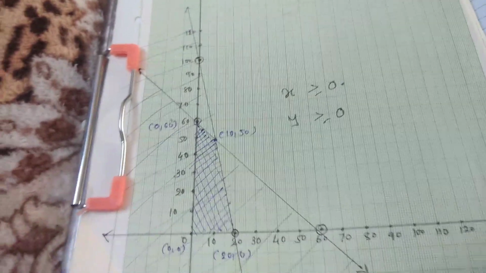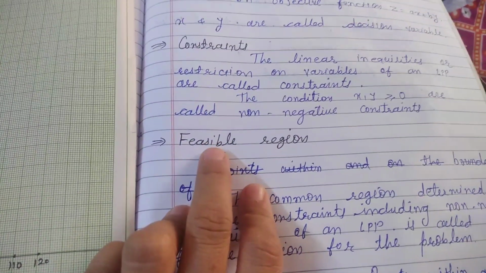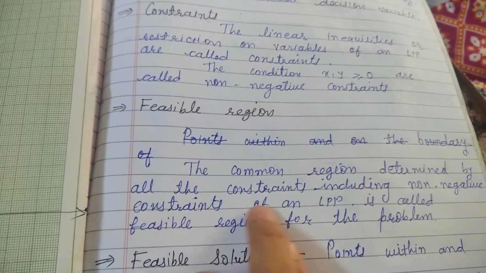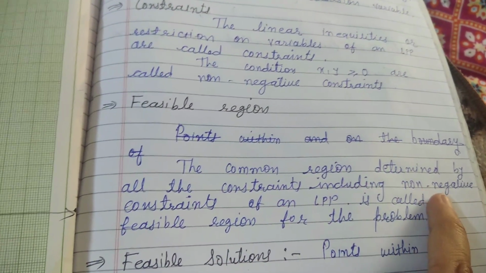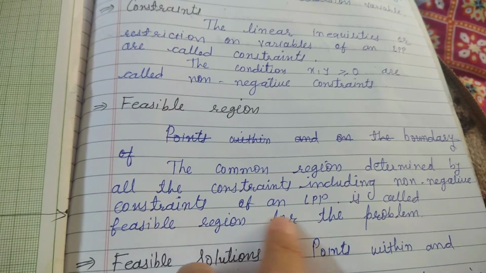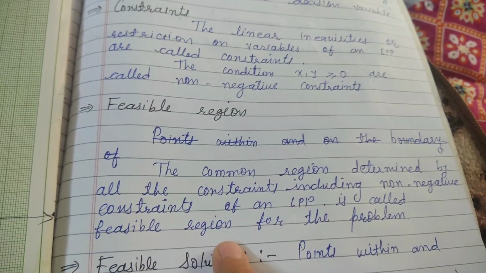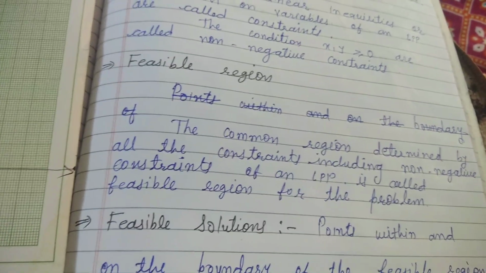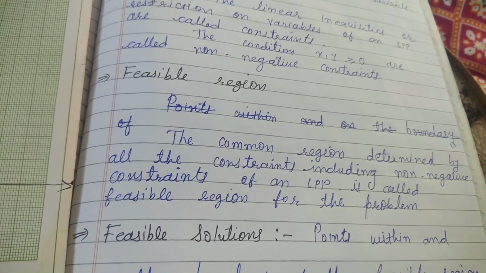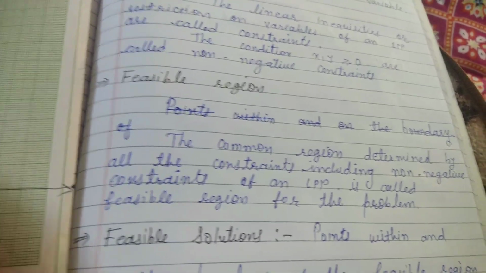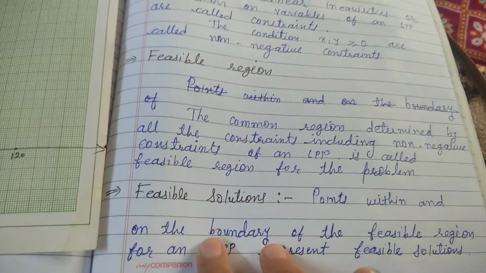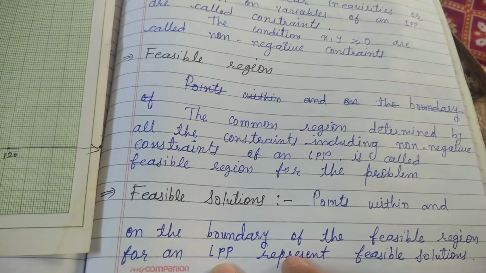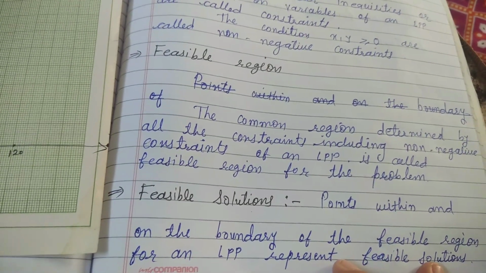Now we have to remember a few things. Feasible region: the common region determined by all the constraints, including the non-negative constraints, of an LPP is called the feasible region for the problem. Now, feasible solution: points within and on the boundary of the feasible region for an LPP represent the feasible solutions.